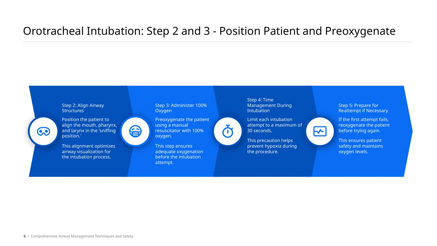Next, preoxygenation is a vital step. We do this by using a manual resuscitator with 100% oxygen to fill the patient's lungs with oxygen. This step is essential because it provides a reserve of oxygen, giving us a safety margin during the intubation attempt. It helps ensure that the patient remains well oxygenated throughout the procedure.